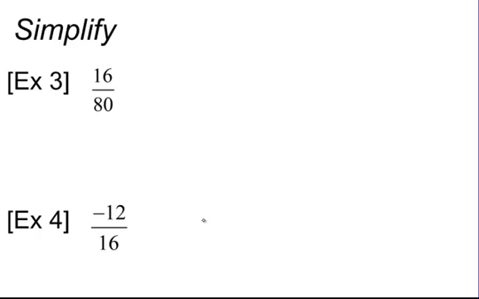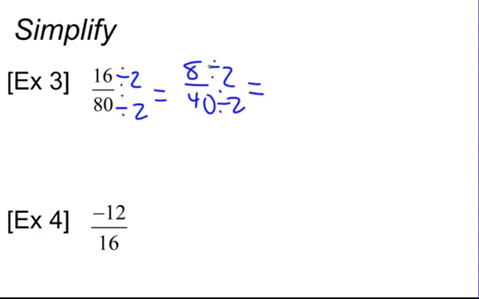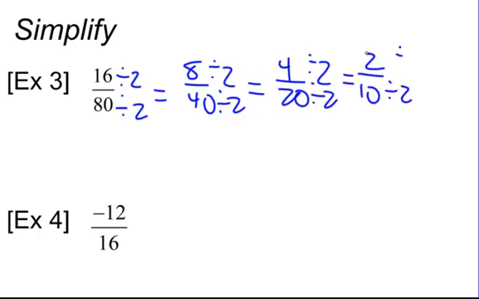Okay, welcome back. Up top here, we have 16 over 80. Even. Let's divide by 2. You could get 8/40. Again, even. Divide by 2. 4/20. Even again. Let's divide by 2. Let's keep doing it. 2/10. Again, divide by 2. You get 1/5.